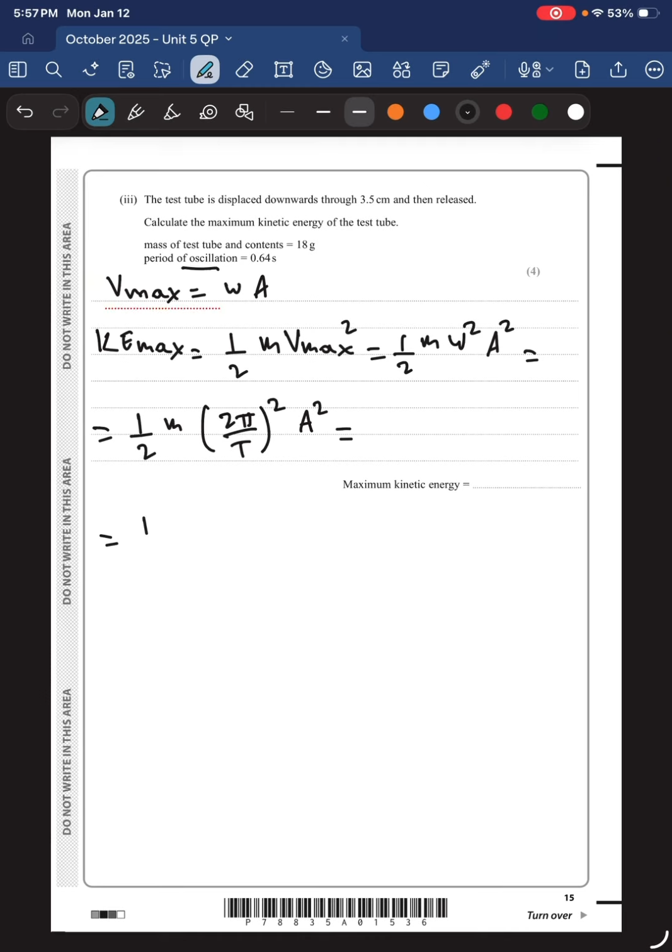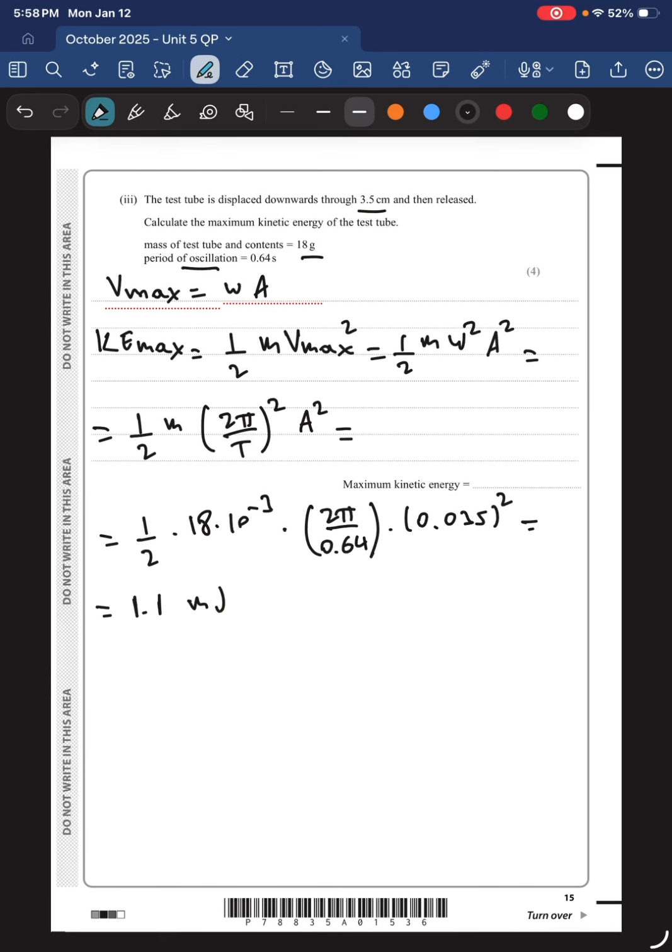So we have 1/2 times 18 times 10 to the negative 3 kilograms, because they give us mass in grams, okay? Times 2 pi over 0.64, okay? Times the amplitude, which is 3.5 centimeters. So that's 0.035 meters squared. So if we plug in everything, we find 1.1 millijoules, okay? Or 1.1 times 10 to the negative 3 joules. I hope this makes sense.